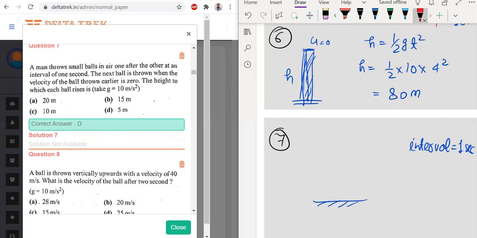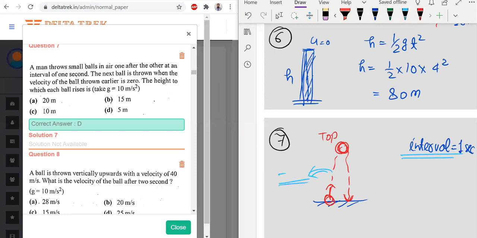तो हमें पता है velocity कब 0 होती है. This is going to be thrown when the velocity is 0. That means the next ball is at the top. Next ball is at the top, then it is going to drop. तो इसका मतलब ये है कि we know the interval is 1 second. That means the gap between these two, t, is 1 second.